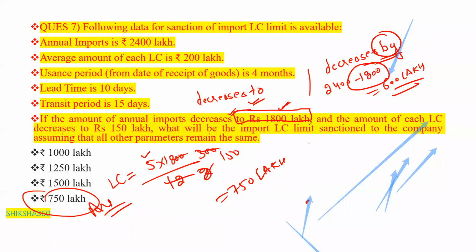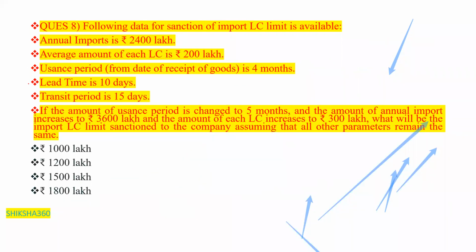Now move to the next question. Question number 8. Now they will change it a little bit here. If the usance period is changed to 5 months, earlier it was 4 months, now it is 5 months, so the total is approximately 6 months. And the annual import increases to 3600 lakh. Increases to. So what we have to calculate is the import LC limit? Directly the same question, LC limit.